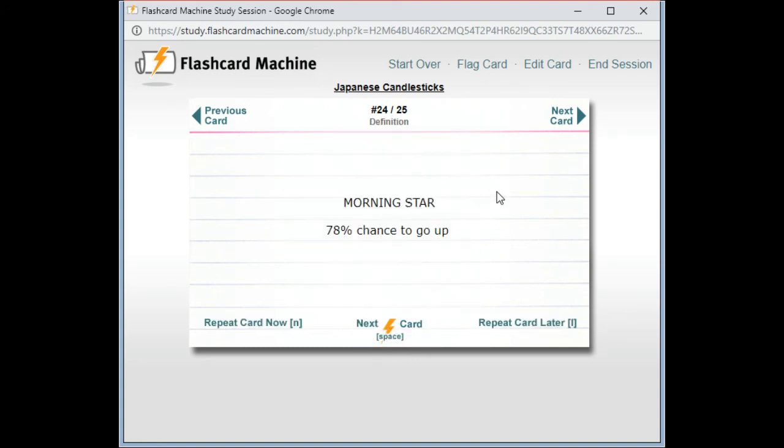This one here, Morning Star. Okay, Morning Star. We saw this back in December at that huge reversal after the big drop. We saw a lot of different stocks, and the indexes were making that pattern. 78% chance to go up there. So very, very strong pattern.